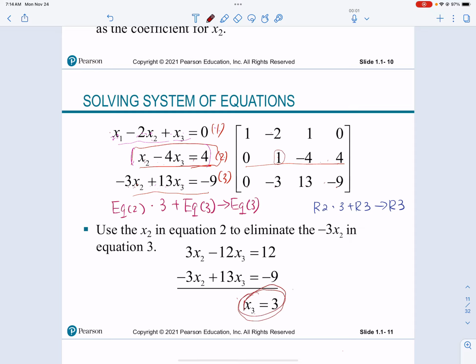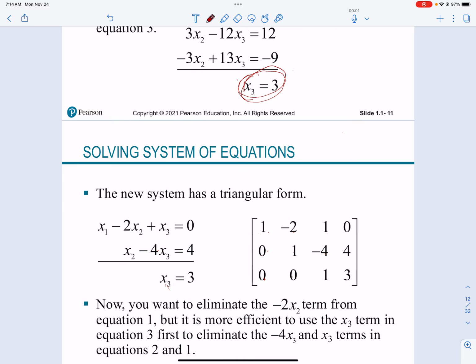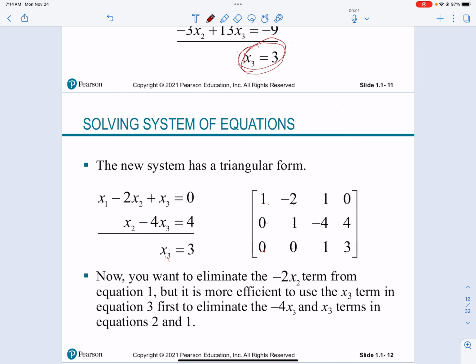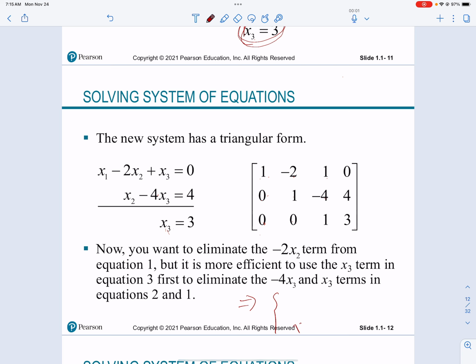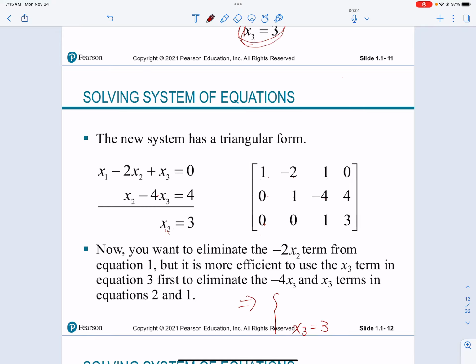So it should be exactly the same as here. So this is when we get this. Are you guys with me? So x3 equal to 3. Are you with me? So you guys should know, if you know the matrix, what will be the corresponding equations? What do we have? x3 equal to 3. What will be the second equation? x1 is 0, so x2 minus 4 x3 equal to what? 4. What will be the first row? x1 minus 2x2 plus x3 equal to what? 0.